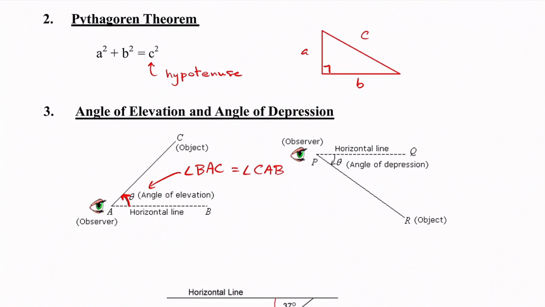The angle of depression, now this one is when your line of sight is flat like this, but instead of looking up like we did with the angle of elevation, angle of depression, you look down. Okay, so depression, think down. So the angle of depression is this angle right here. Okay, so that right there is the angle of depression.